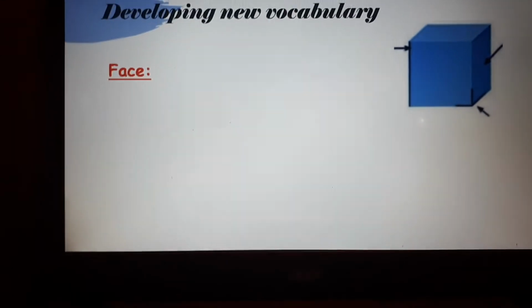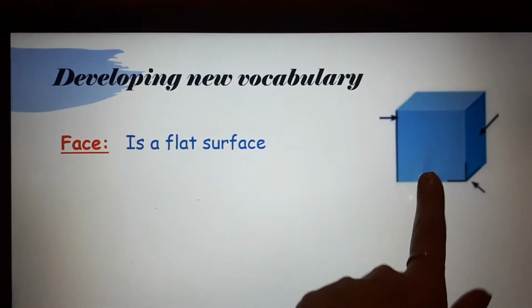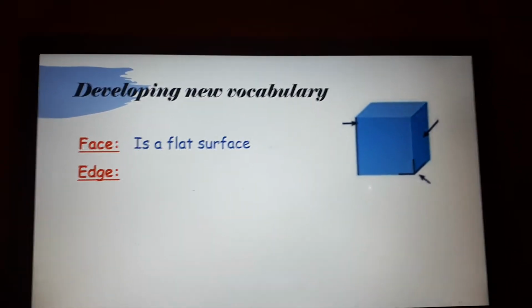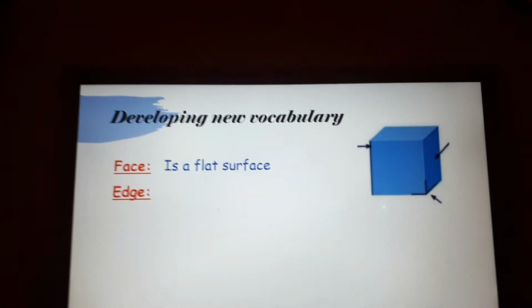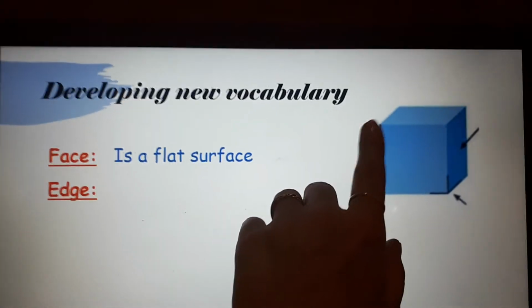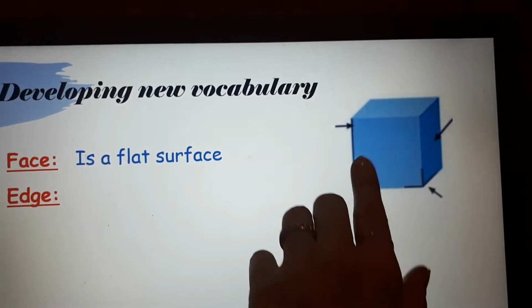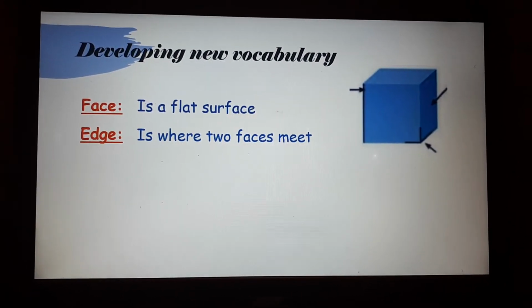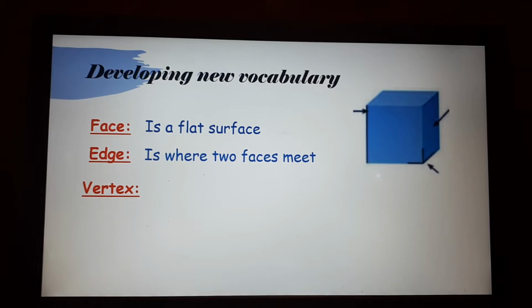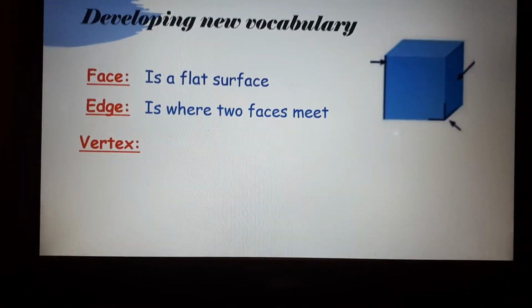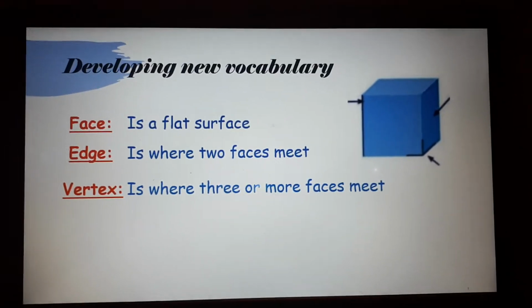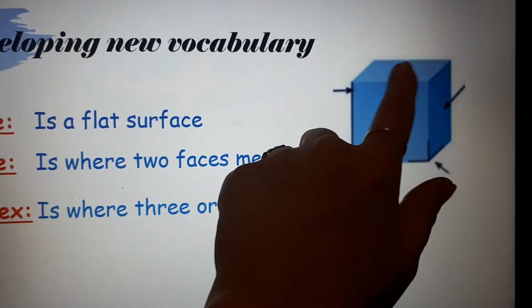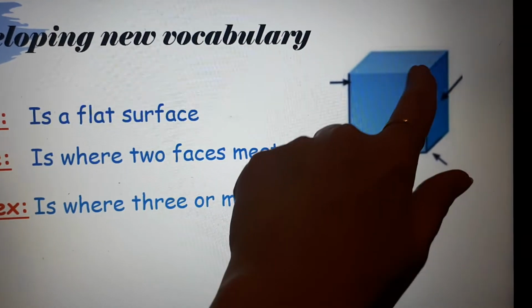A face is a flat surface. You see here, it's a flat surface. The edge, you see here, edge is where two faces meet together. Here, you see two faces meet together, makes an edge. And then vertex, when three or more faces meet together makes a vertex. You see here, 1, 2, and 3 down makes a vertex. 1, 2, 3 makes a vertex.